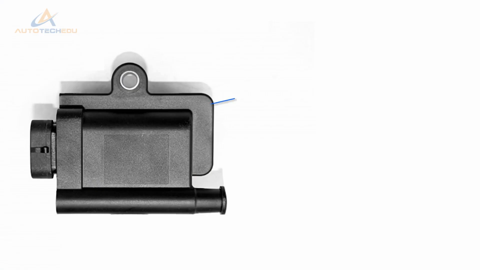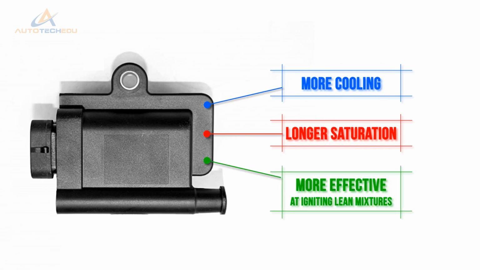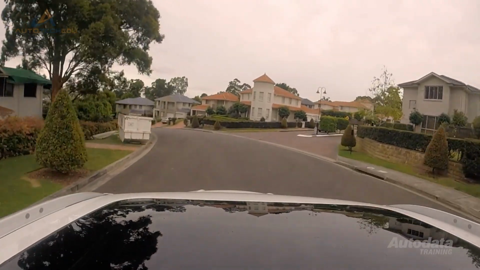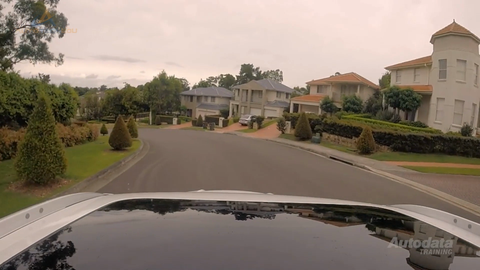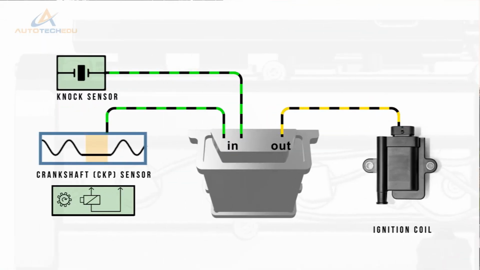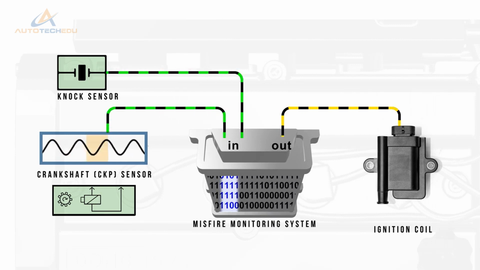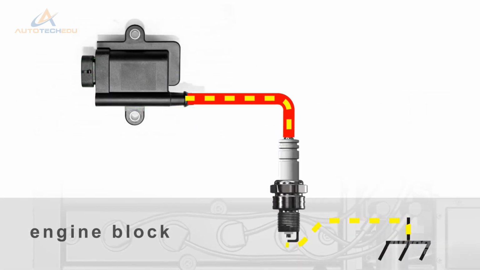Using a separate coil for each cylinder means they only need to operate every second crankshaft revolution. This allows for more cooling, longer saturation, and is more effective at igniting lean mixtures, which require a very high output voltage. Another advantage of a coil per cylinder system is that the spark timing can be individually adapted at each cylinder for all operating conditions. Individual cylinder detonation can be controlled using the misfire monitoring system combined with NOx sensor feedback. Unlike wasted spark systems, high tension current always flows from the centre to the ground electrode.